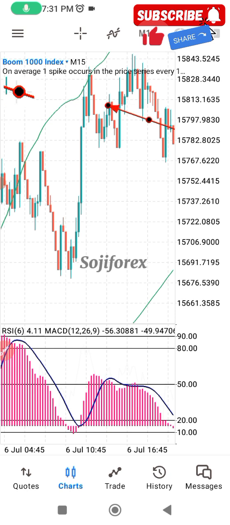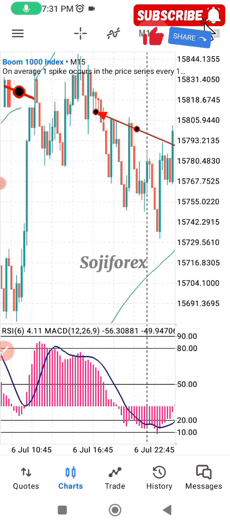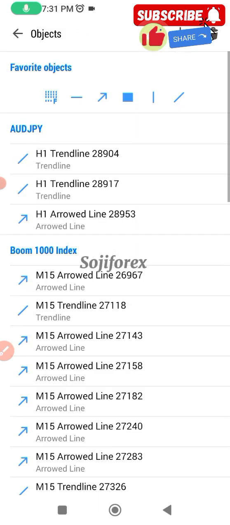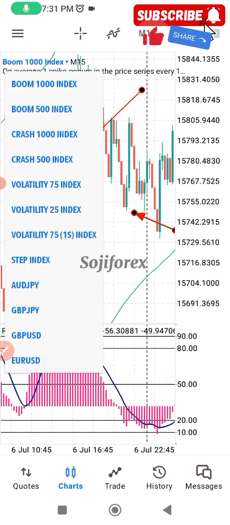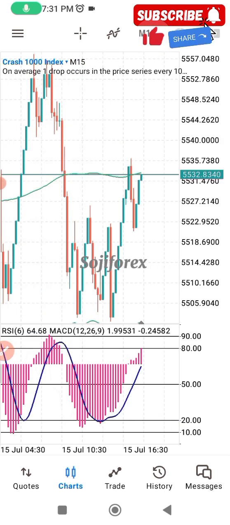But we have a divergence that is playing out. So you can trade and make an entry based on this divergence, which is for you to mark your neckline, which is this, and then you wait for price to break through the neckline, retest it, and you will be on your way down. So let's look at what we have in crash.